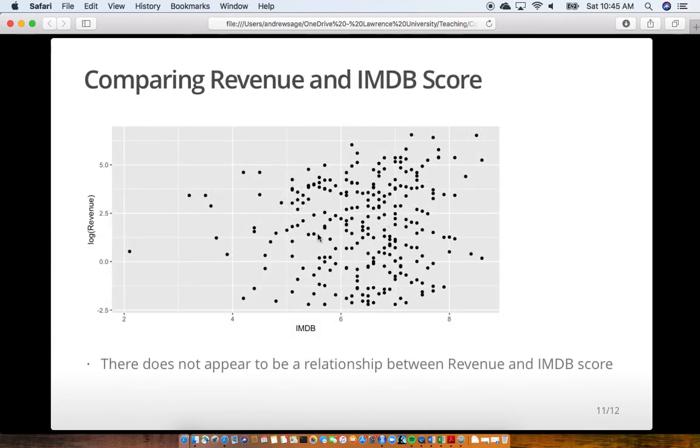On the other hand, if we plot revenue against a film's IMDb score, we might be surprised to see that there does not appear to be any kind of relationship. The points seem to be scattered with no clear pattern, indicating that films with higher IMDb scores don't necessarily make any more money than films with lower IMDb scores. I find this somewhat surprising, but there does not appear to be a relationship between revenue and IMDb score.